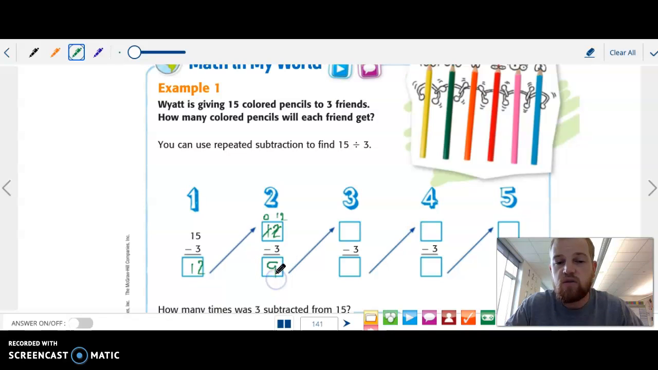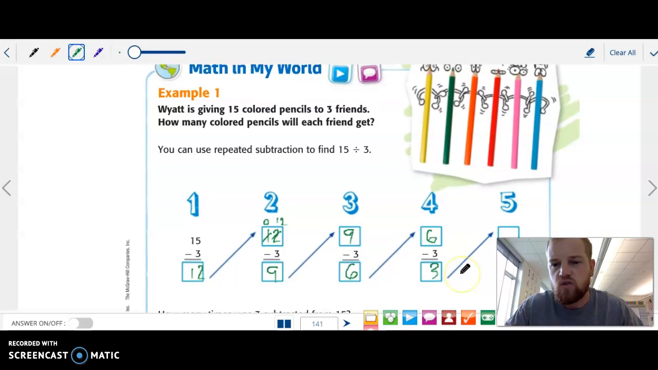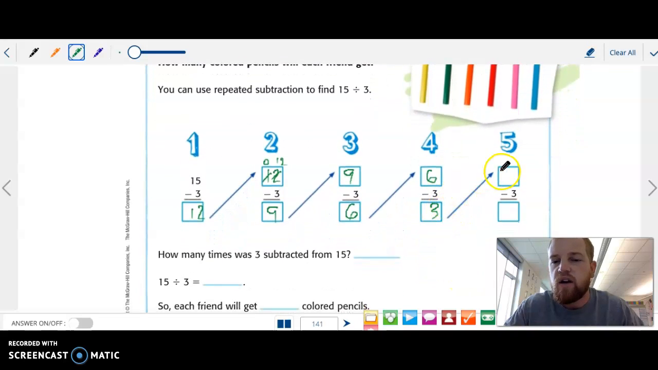I'm going to continue this process of carrying over my answer and subtracting 3. What I'm looking for is where I can no longer subtract 3. So now I have 9 minus 3, which is 6. I keep following this pattern. Now I have 6 minus 3 is 3, and 3 minus 3 is 0. This tells me that I've subtracted 3 as many times as I can, and I end up with 0.